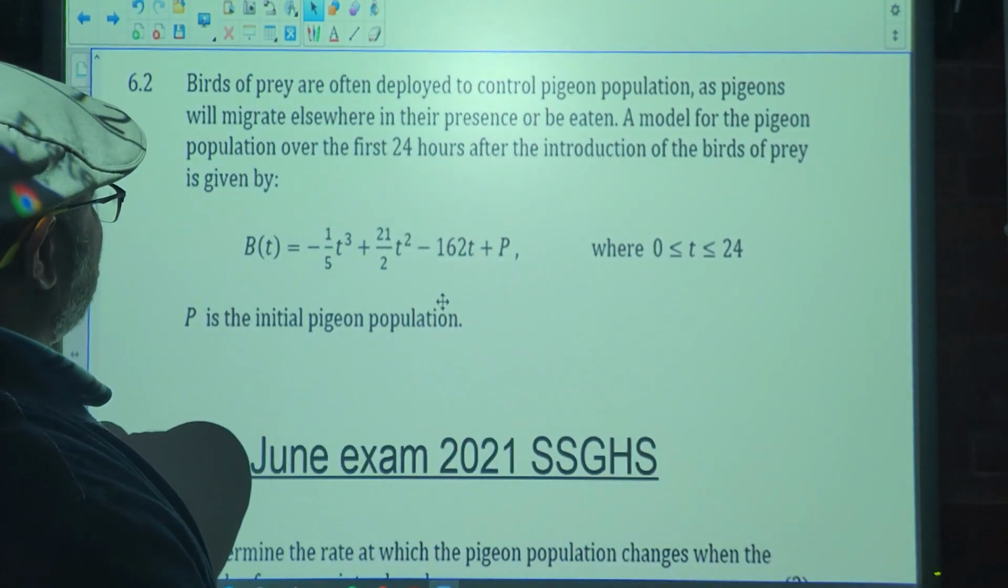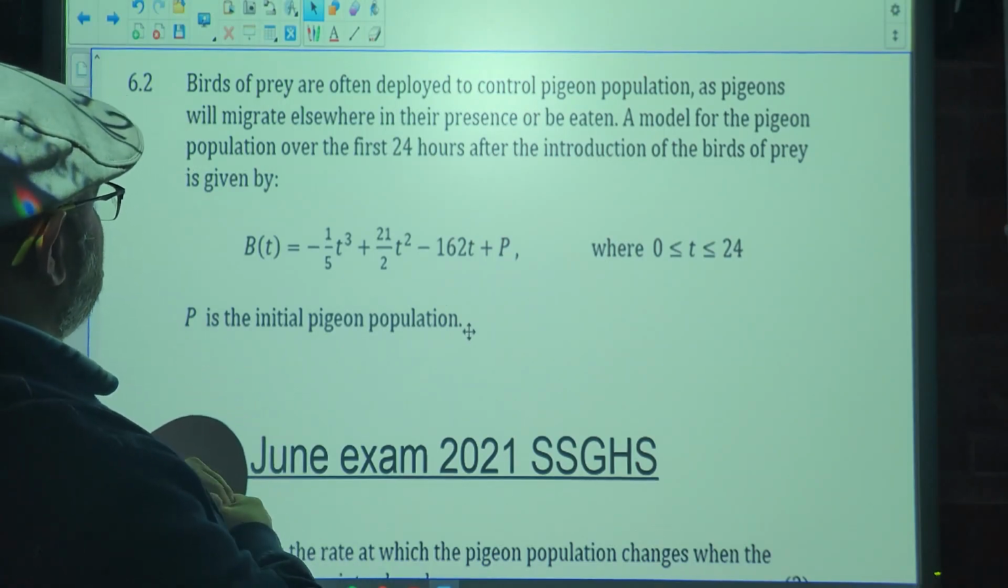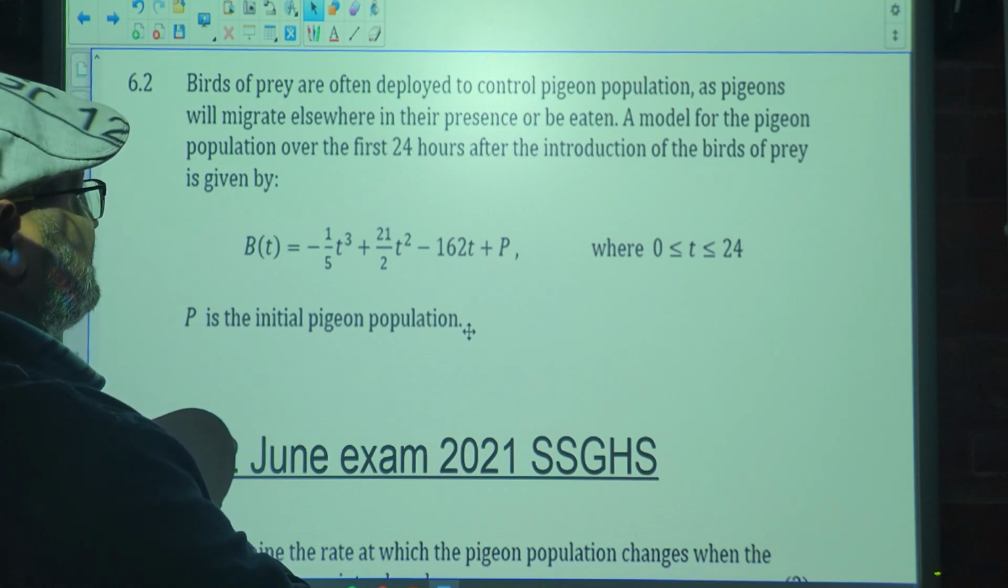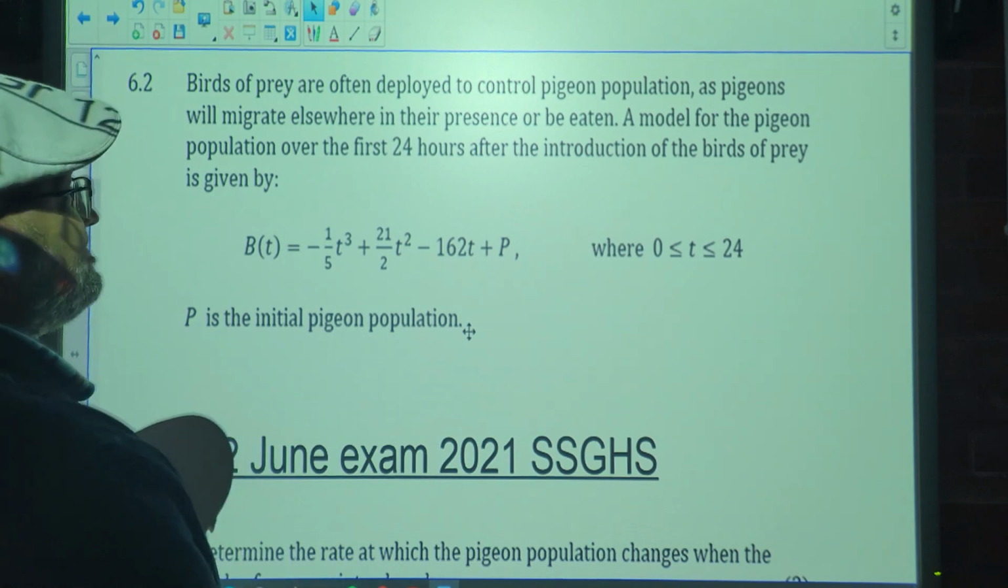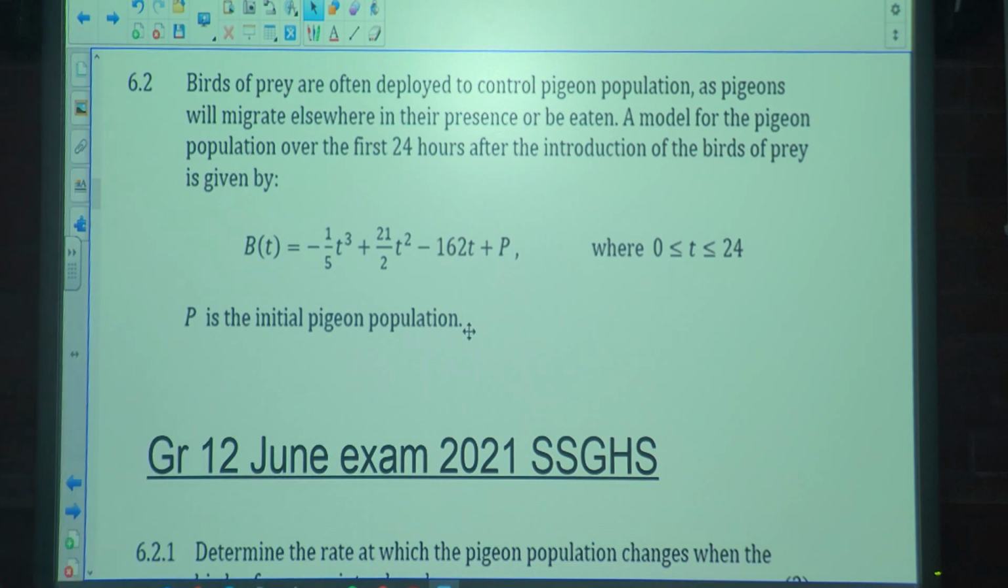We're told that birds of prey are often deployed to control pigeon population. A pigeon will migrate elsewhere in the presence or be eaten. A model for the pigeon population over the first 24 hours after introducing the birds of prey is given by P of t is equal to negative 1/5 t cubed plus 21 over 2 t squared minus 162t plus P, where t is greater than or equal to 0 but less than or equal to 24. P is the initial pigeon population.